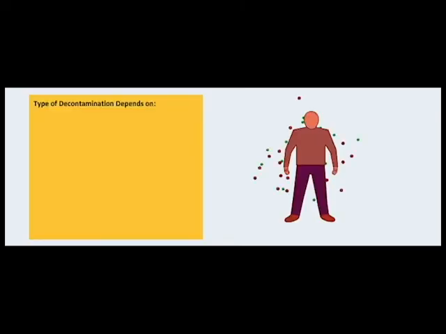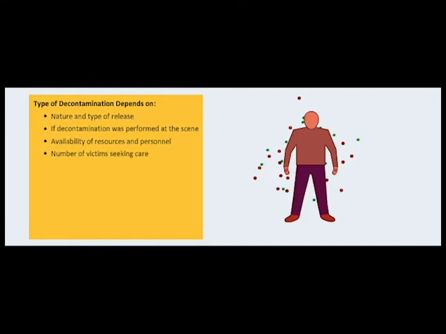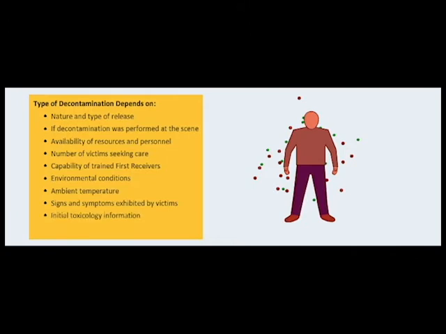The method of decontamination performed at the hospital varies depending upon the nature and type of release, if decontamination was performed at the scene, availability of resources and personnel, number of victims seeking care, and capability of trained first receivers. In addition, environmental conditions and the ambient temperature, signs and symptoms exhibited by victims, initial toxicology information, and perceived patient needs and desires also influence the type of decontamination provided.